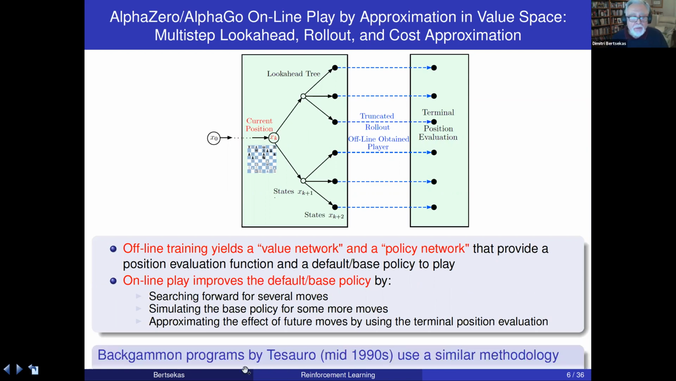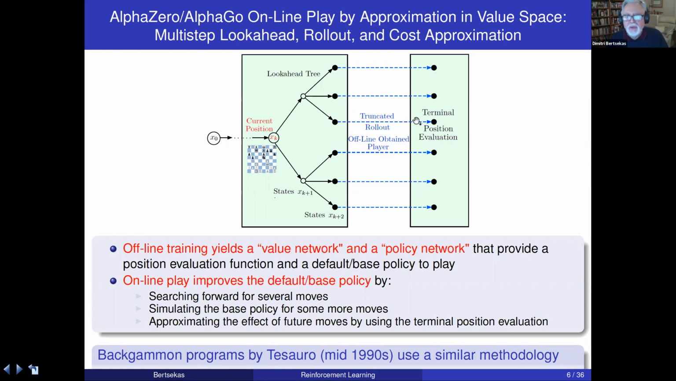And Tesauro used a similar methodology involving this rollout. In fact, he was the one who suggested this rollout idea, playing for several moves with the policy network that was obtained by training. And AlphaZero actually does not use this middle piece.